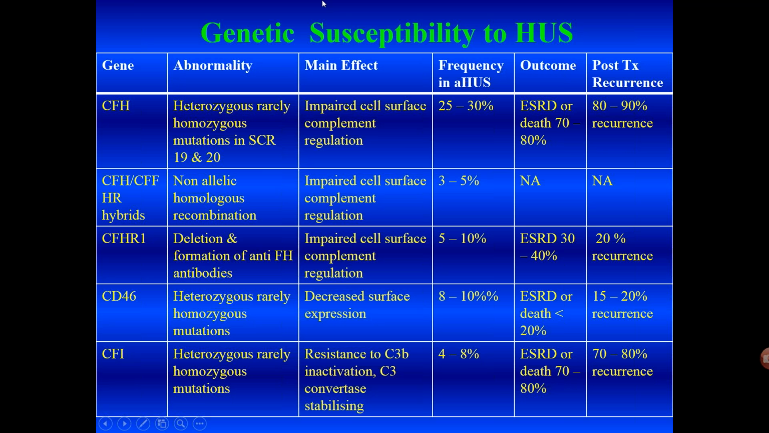If a hybrid gene forms between complement factor H and one of the complement factor H related genes, we have a non-allelic homologous recombination with an inability of factor H to perform its normal function, and also leads to the phenotype of thrombotic microangiopathy. We also have, and I'm going to come to this because this appears to be the most common mutation in Indian patients, mutations in complement factor H related proteins 1 and 3. Though it's reported in the Western world as 5 to 10% with an ESRD rate of 30 to 40%, we have found this to be present in more patients than any other.